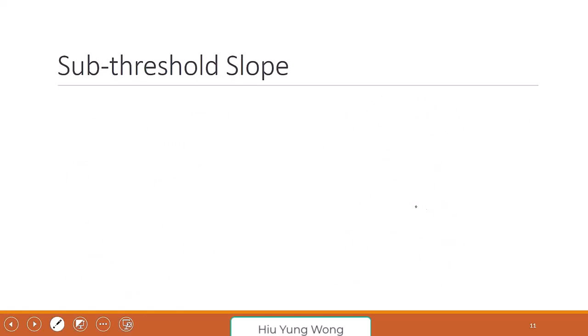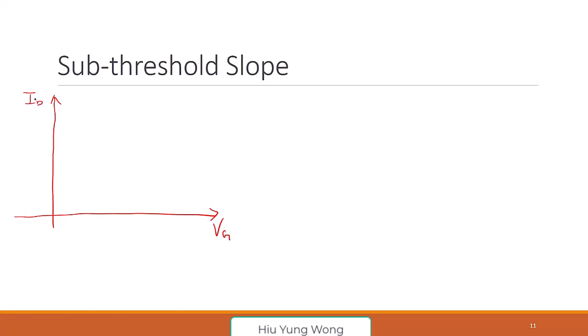Then let's go to subthreshold slope. This is, I think, also in the assignment, right? Now, I want to review subthreshold slope with you one more time. What is subthreshold slope? This is VG. This is ID. But in the log scale.